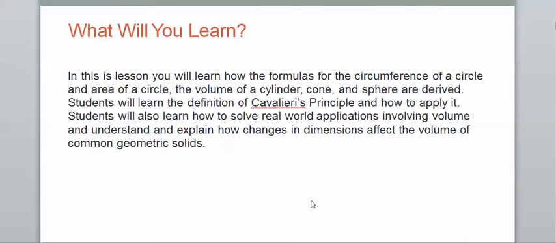What will you learn in Module 1? In this lesson you will learn how the formulas for the circumference of a circle and the area of a circle, the volume of the cylinder, cone, and sphere are derived. Students will learn the definition of Cavalieri's principle and how to apply it. Students will also learn how to solve real-world applications involving volume and understand and explain how changes in dimensions affect the volume of common geometric solids.